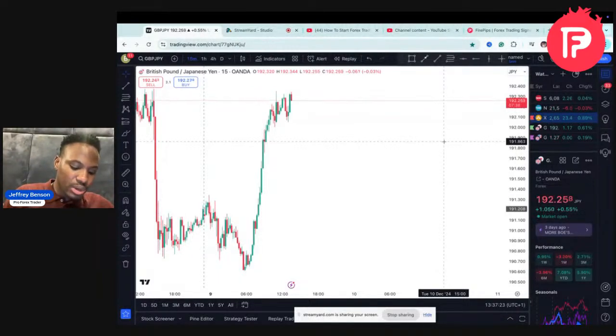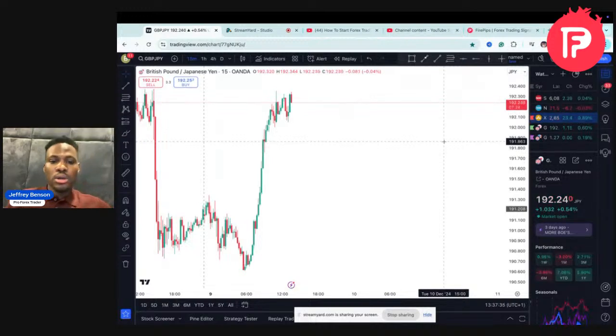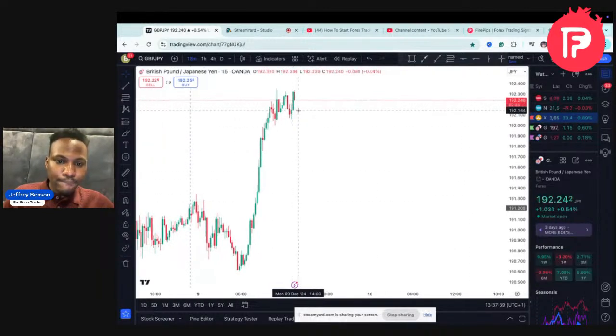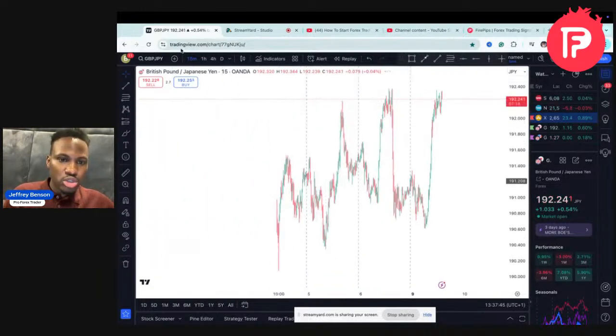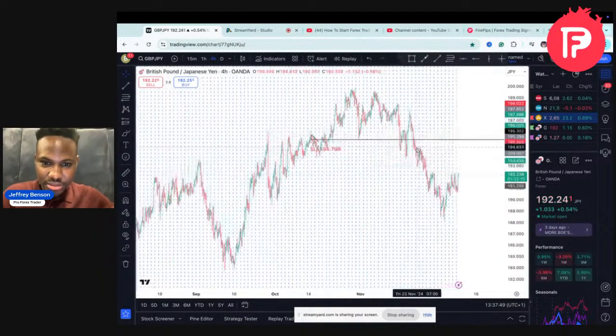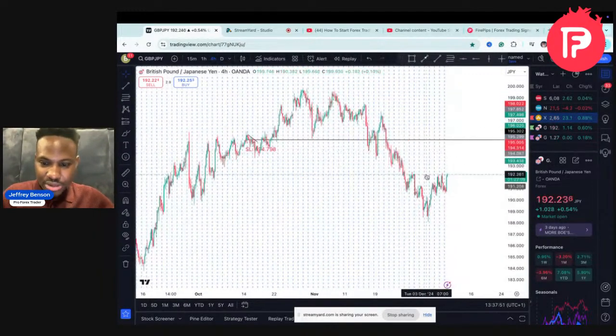So GBP JPY. Please switch to GBP JPY, guys. I can see the market really surging up, and I'm seeing more of the market pulling up. So let's do a top-down analysis. Let's start from the 4-hour time frame.